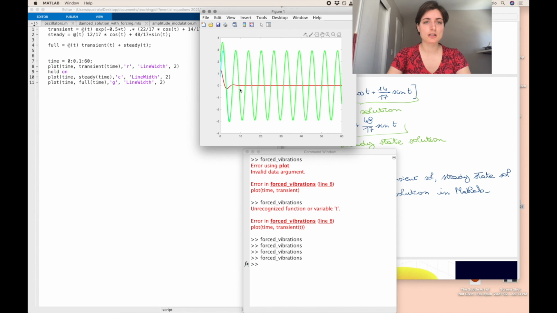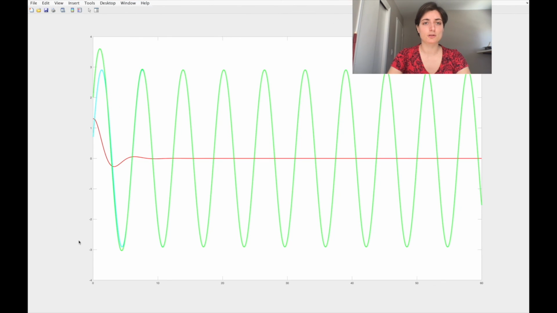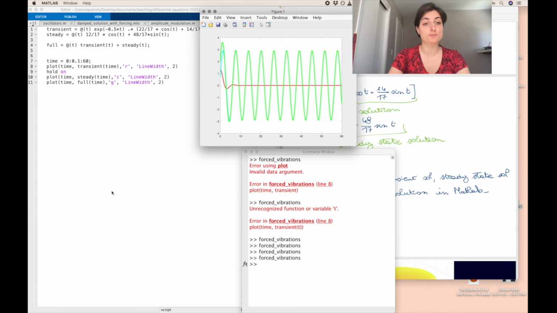So here you see the red, that is our transient solution, the green, that is the full solution, and the cyan, that is the steady state. So you see that the cyan and the green are different just at the very beginning, and then they pretty much match completely because the transient solution gets so small so fast.